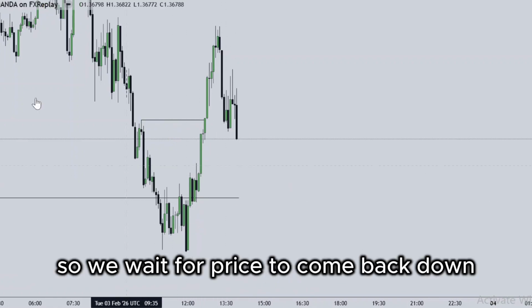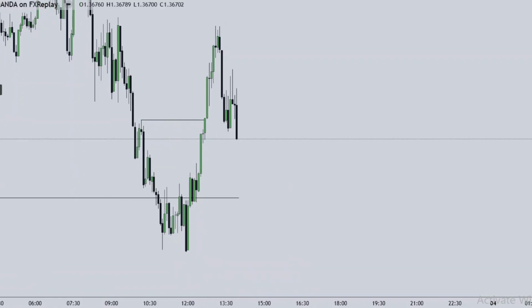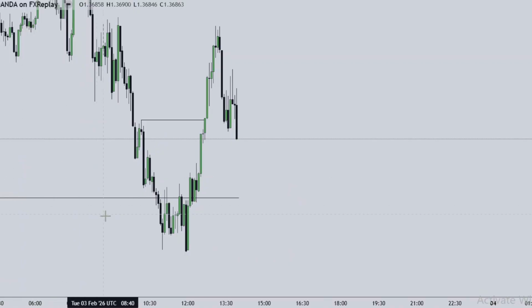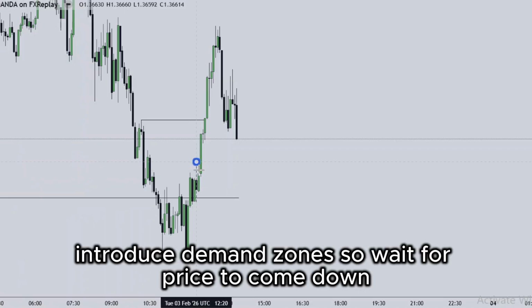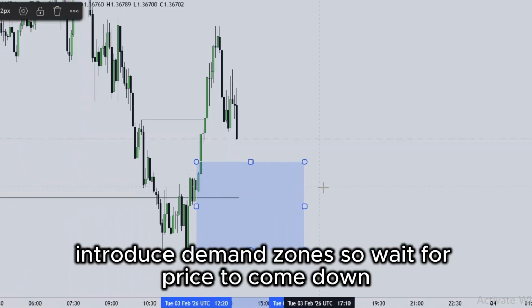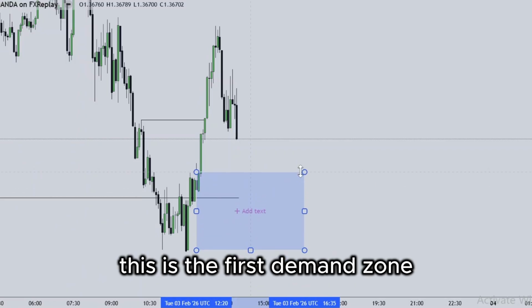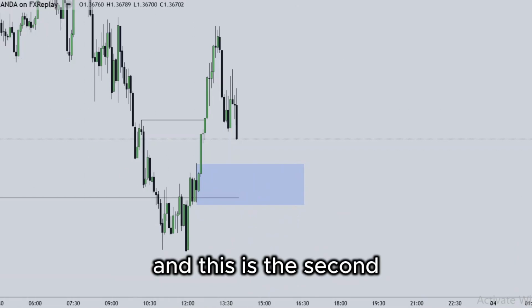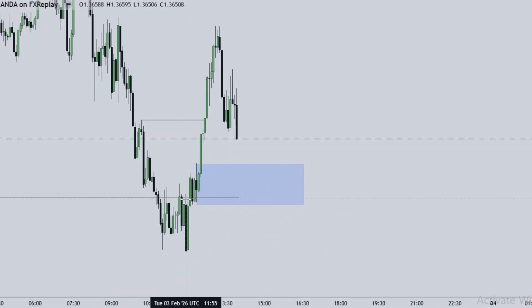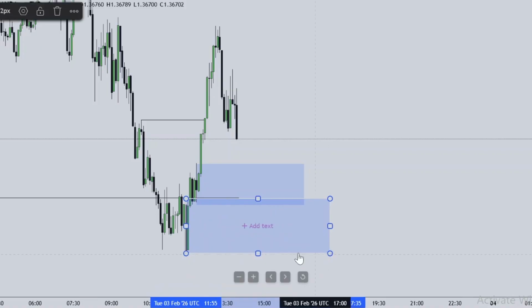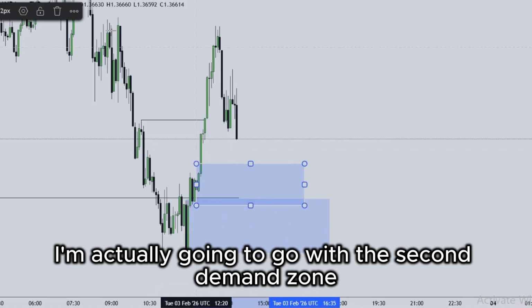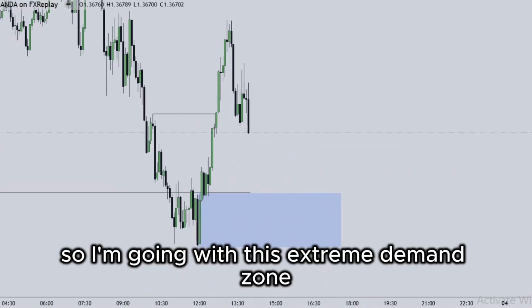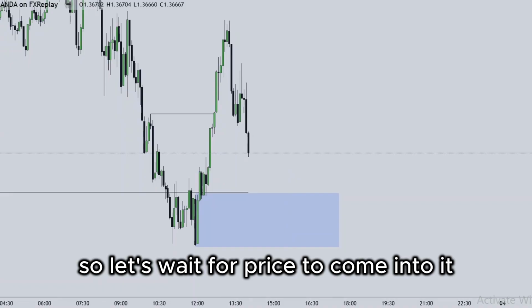So wait for price to come back down into these demand zones. So wait for price to come down. This is the first demand zone. And this is the second. Well, I'm actually going to go with the second demand zone because it's the extreme. Okay. So I'm going with this extreme demand zone. So let's wait for price to come into it.